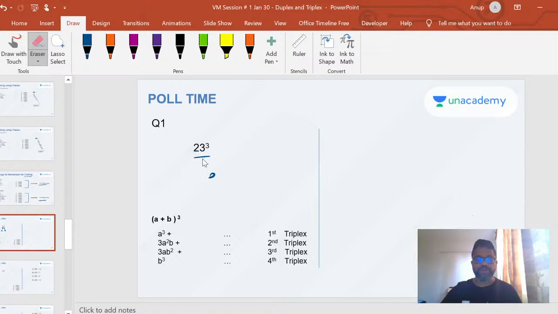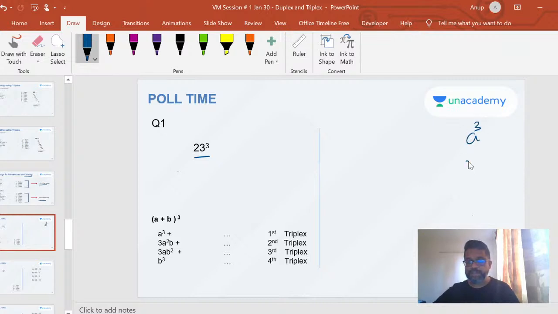So we were trying to solve 23 cube, and I'm going to use this method here, a plus b cube. I will find these triplexes. Let me write this down first: 3a squared b, 3ab squared, and b cube. And I will write the values here. a cube is 8, 3a squared b is 4 into 3, 12, 3a squared b, so that is 36. 3ab squared is 3 into 2, 6, 6 into 9, 54. And b cube is 27.